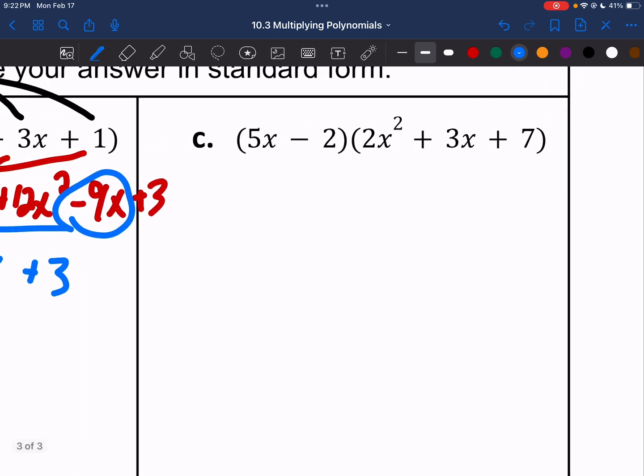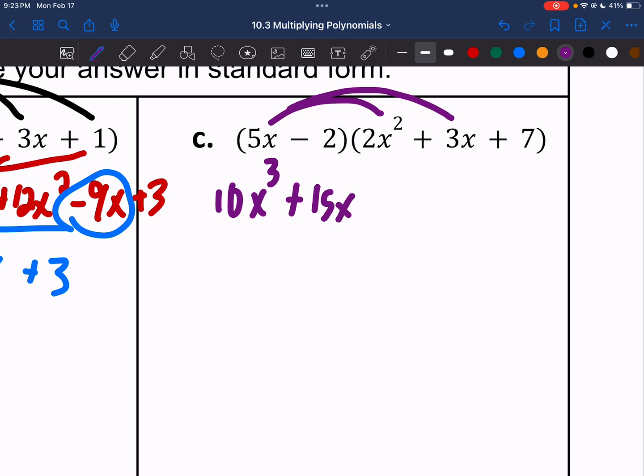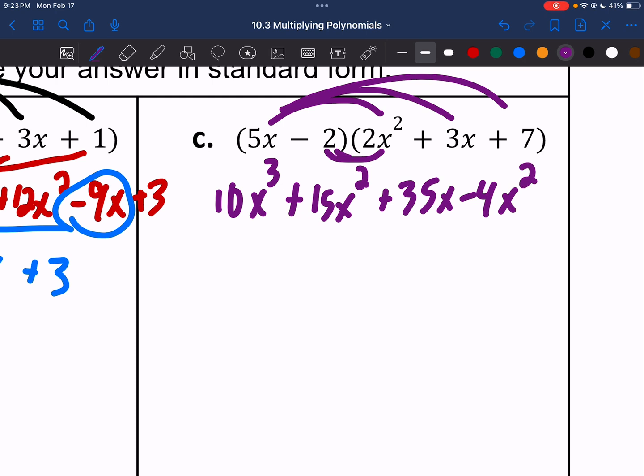All right, letter C. 5x times 2x squared is going to give us 10x to the third. 5x times 3x is plus 15x squared. And 5x times 7 is plus 35x. Negative 2 times 2 is minus 4x squared. Negative 2 times 3x is minus 6x. Negative 2 times 7 is minus 14.